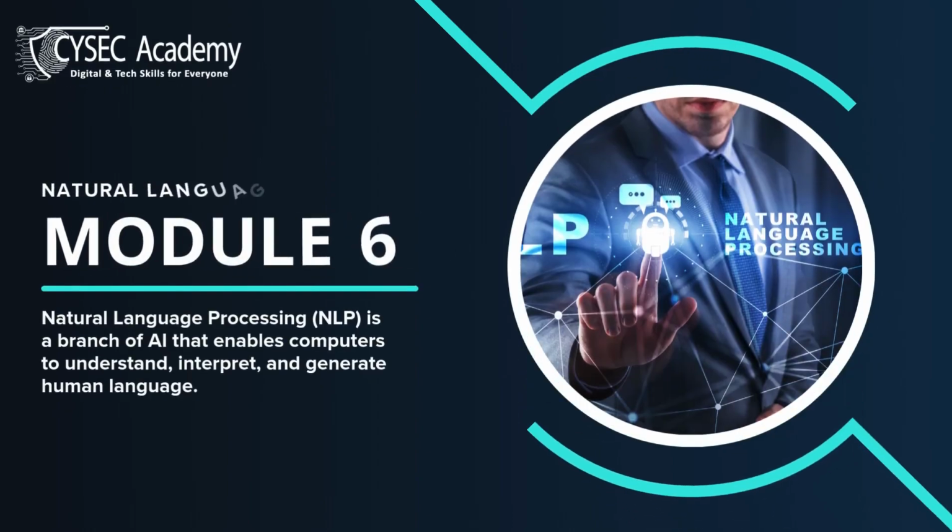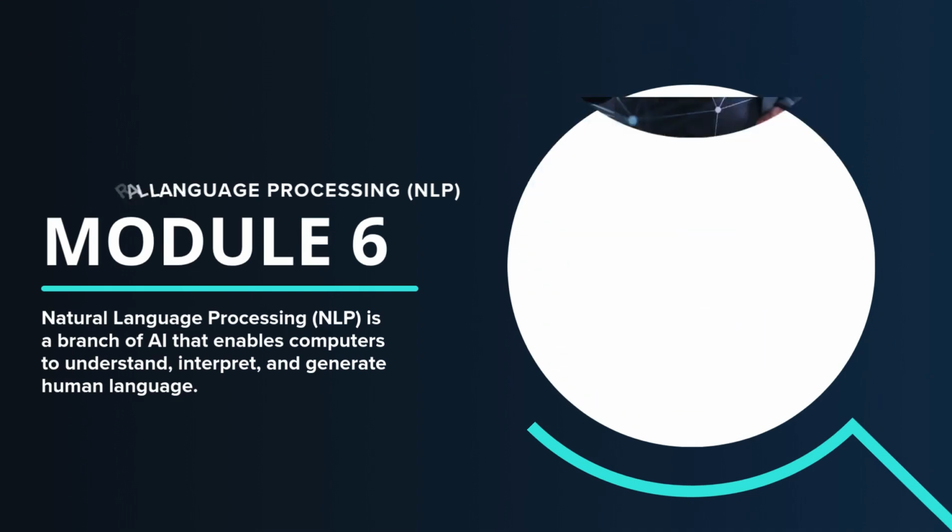Welcome to Module 6 of the AI and Machine Learning course. Module 6 focuses on natural language processing, NLP, a branch of AI that enables computers to understand, interpret, and generate human language. This module covers key NLP techniques such as text processing, classification, sentiment analysis, and named entity recognition. It also introduces advanced NLP models and methods, including transformers and BERT.